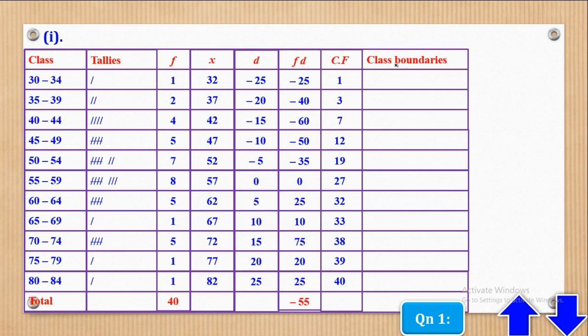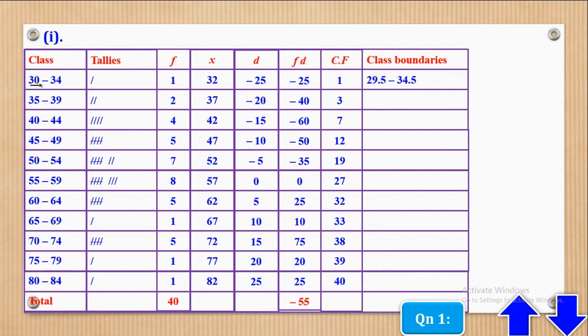Then the last column will be for class boundaries. So for class boundaries we will look at these two values. The difference between the two, 35 minus 34, is 1. Now 1 divided by 2, you'll come up with 0.5. What does that mean? It means that to get the lower class boundaries, you'll subtract 0.5 from the lower class limits. And on the other hand, when I add 0.5 to the upper class limits, I'll come up with the upper class boundaries. So when I do that, I'll come up with this.